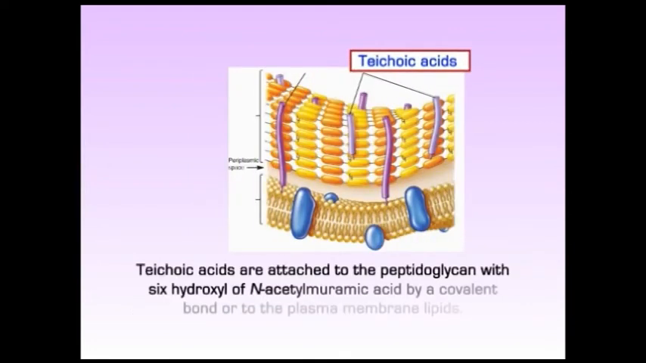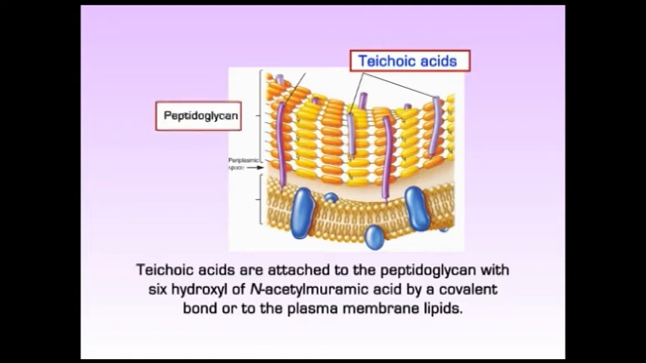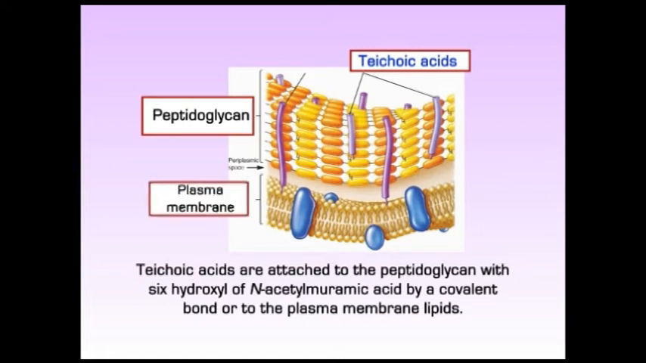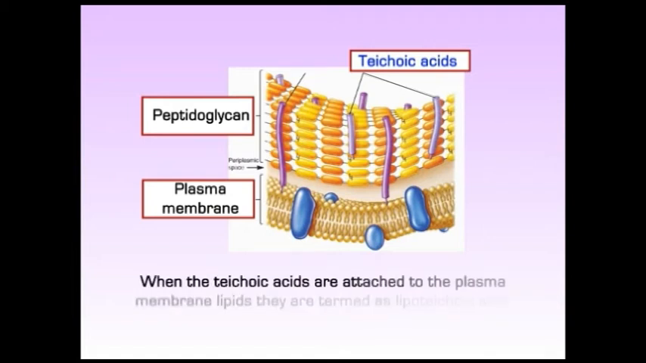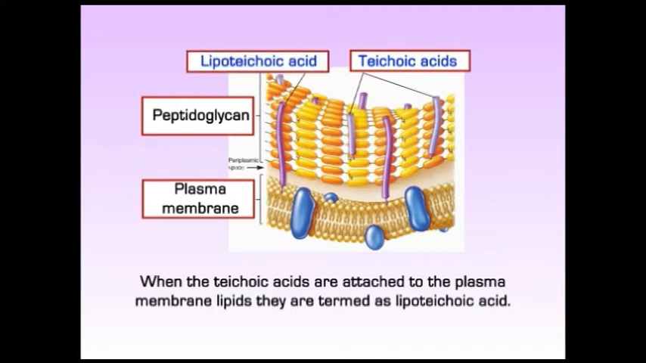Further, teichoic acids are attached to the peptidoglycan by a covalent bond with the 6-hydroxyl of N-acetylmuramic acid, or to the plasma membrane lipids. When these teichoic acids are attached to the plasma membrane lipids, they are termed lipoteichoic acid.